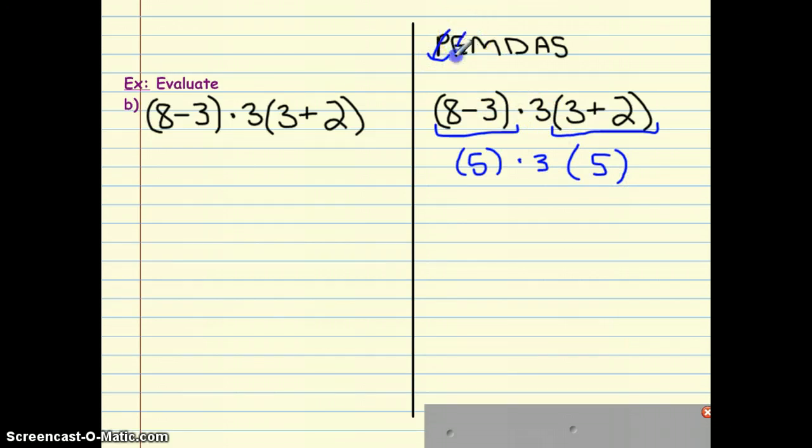Exponents we do not have. So now we look for multiplication and division, and really all we have left is a bunch of multiplication. So doing this, we're going to start on the left, and we're going to work our way across. And we have 15 times 5, which is 75.